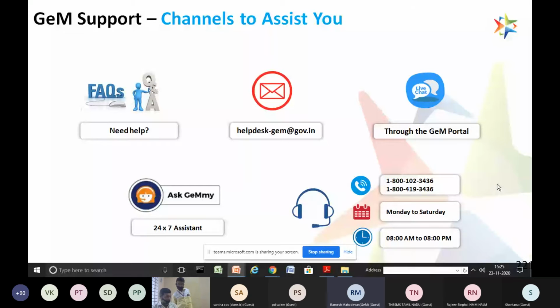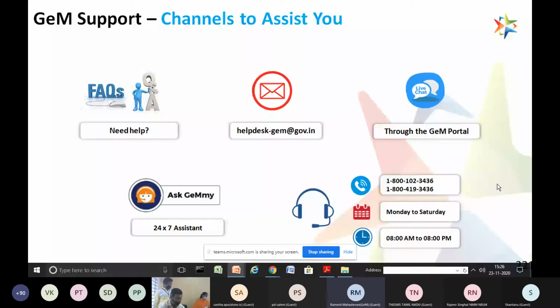It is based on artificial intelligence and machine learning. It is built around those technologies. So you can use Ask Me Jemmy to improve your knowledge, and you can also have a live chat with the support desk executives. Ask Me Jemmy is a 24/7 online assistant. You may go through that. It's available on the GeM website.